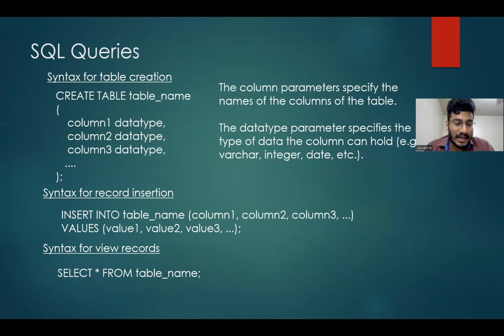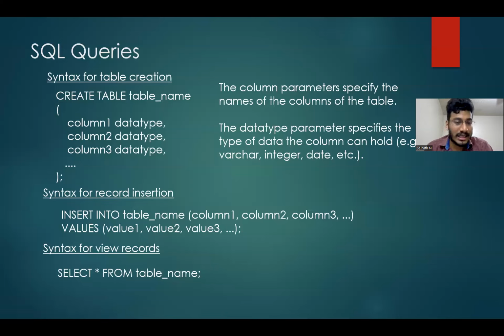And these are the list of attributes or columns that we are going to create in that particular table. Here table_name denotes a dynamic value, and we can replace it with the actual table name. And for the columns, we can replace them with all the columns that we are going to create in that table. And coming to the syntax for record insertion, once the table is created, we should fill in the required details into these tables.